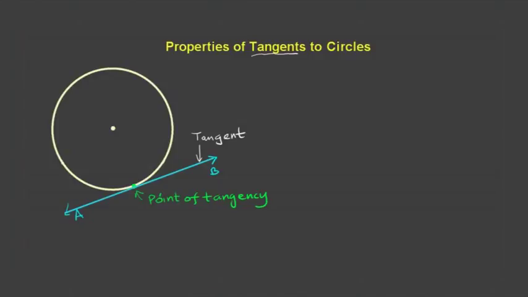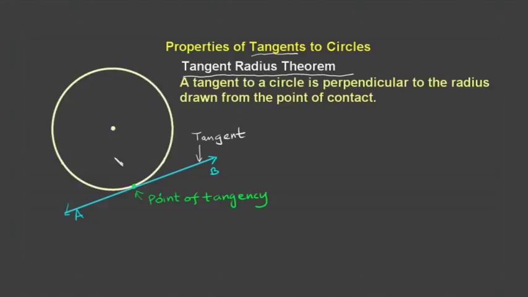In this video, we will look at the tangent radius theorem. The tangent radius theorem states that a tangent to a circle is perpendicular to the radius drawn from the point of contact. This theorem means from this point of contact between the tangent line and the circle, if we draw a radius, then this tangent will be perpendicular to this radius, which means the tangent line and the radius are going to intersect at right angles, which means 90 degrees.